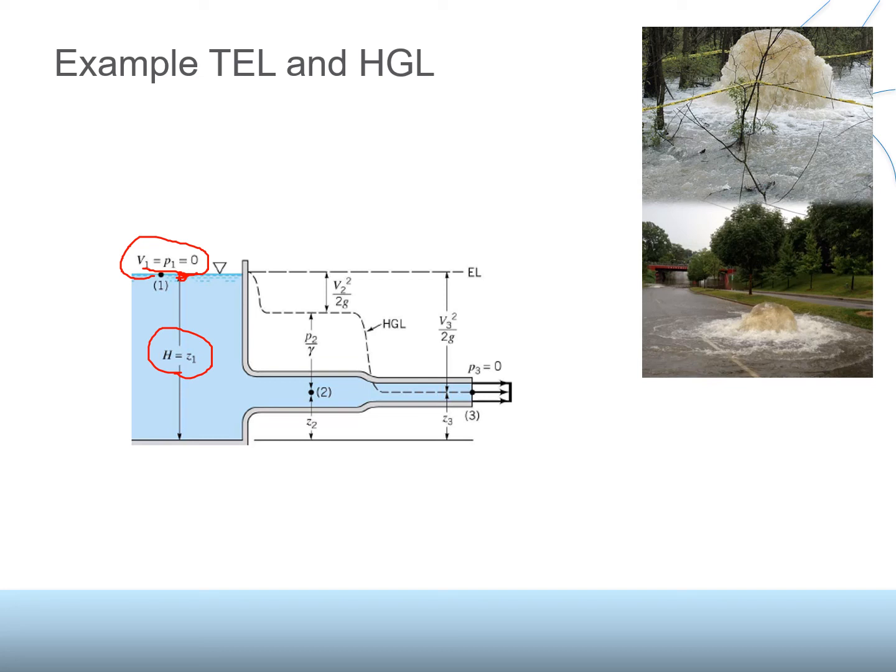Now, when water flows inside the pipe, some of the elevation head has to be converted into other forms of energy, and that's why in section 2 you have the elevation head of Z2, you have the pressure head of P2 over gamma, and you have the velocity head of V squared over 2g. How much the velocity head will be depends on the cross-section area, right?